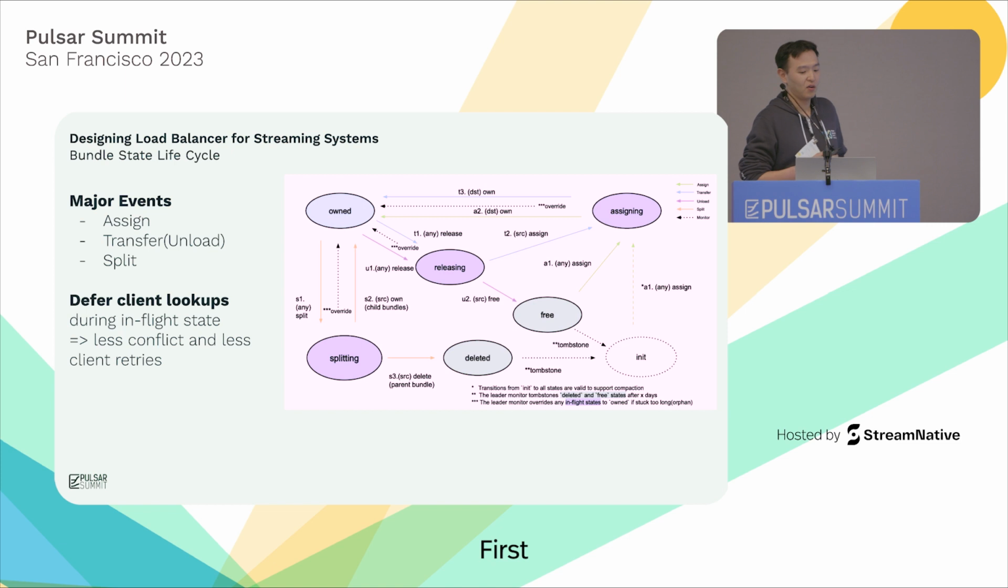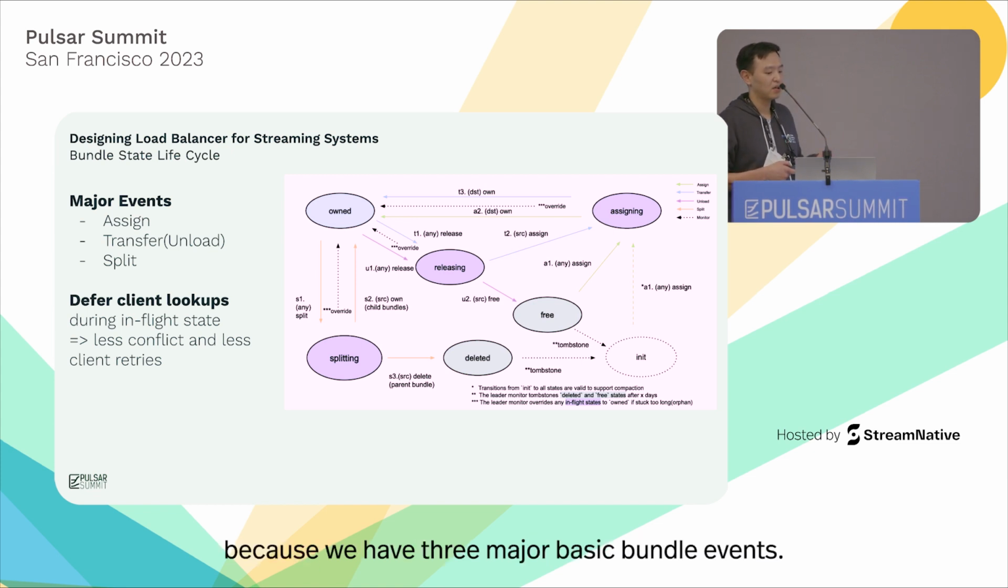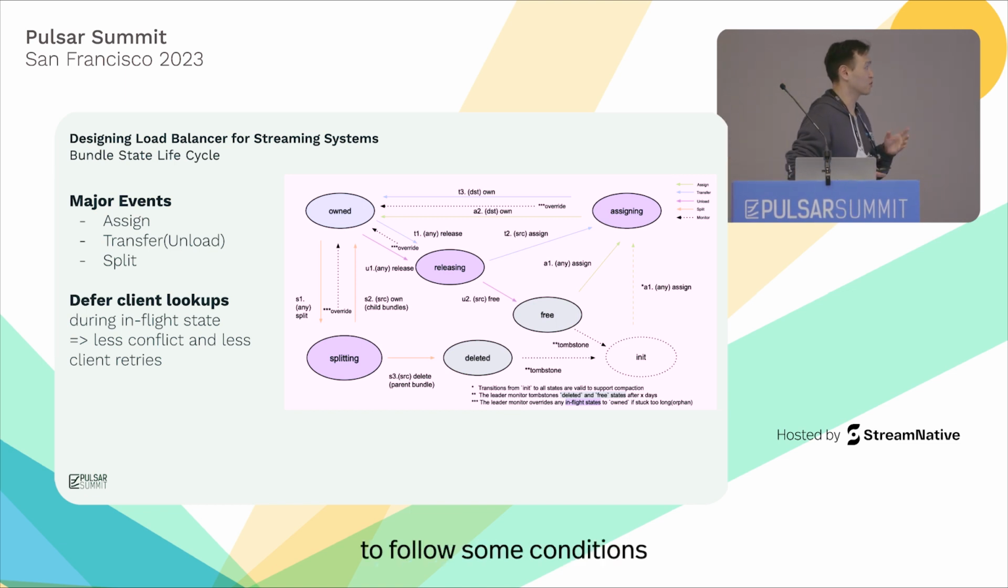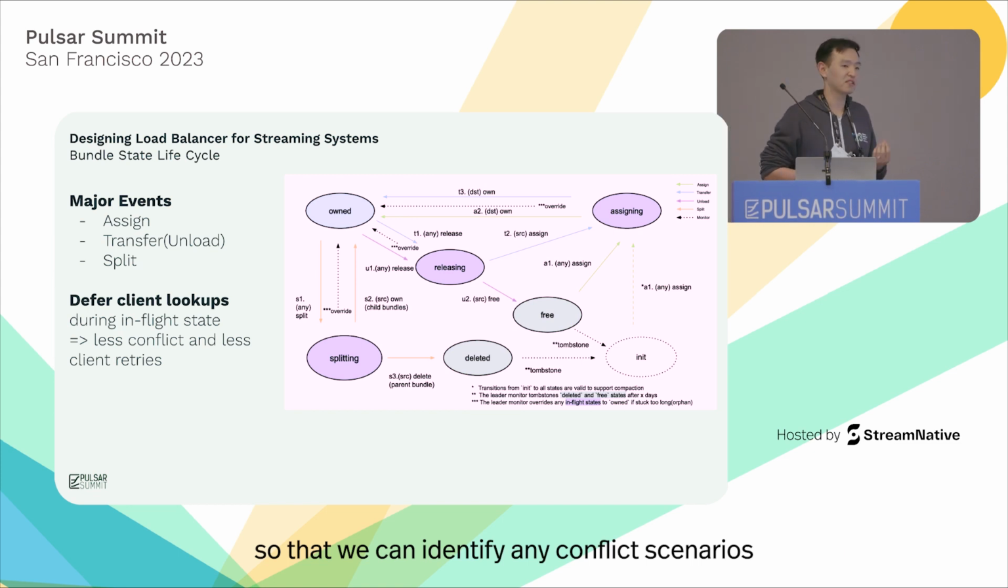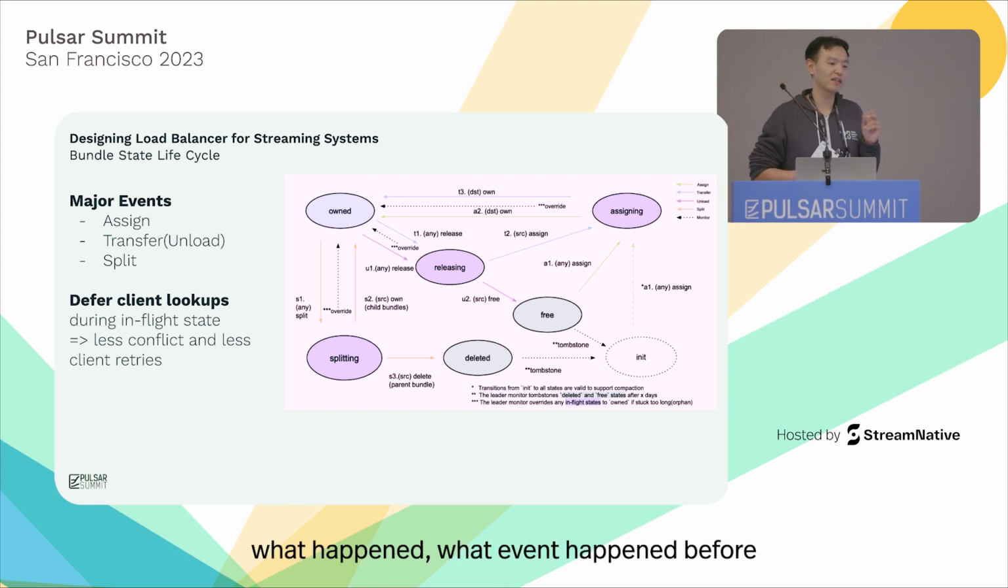First, we need to design the bundle life cycles, because we have three major bundle events: assign, transfer or unload, and split. From the init state, each bundle's state follows some transitions, and we need to formulate these states clearly so that we can identify any conflict scenarios. And then we can define the causality, what event happened before.